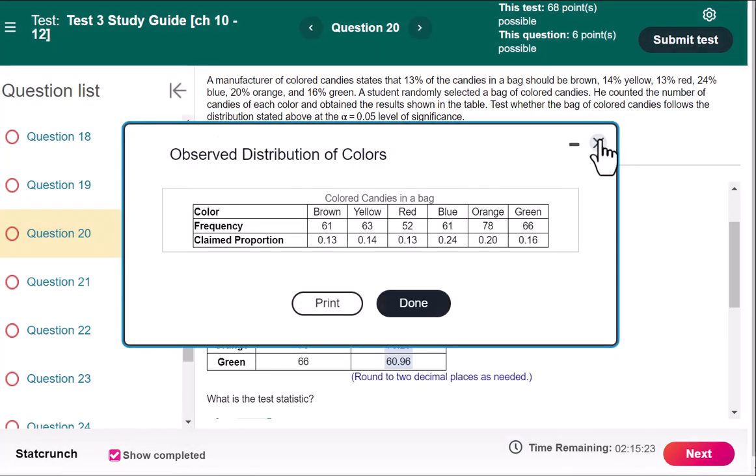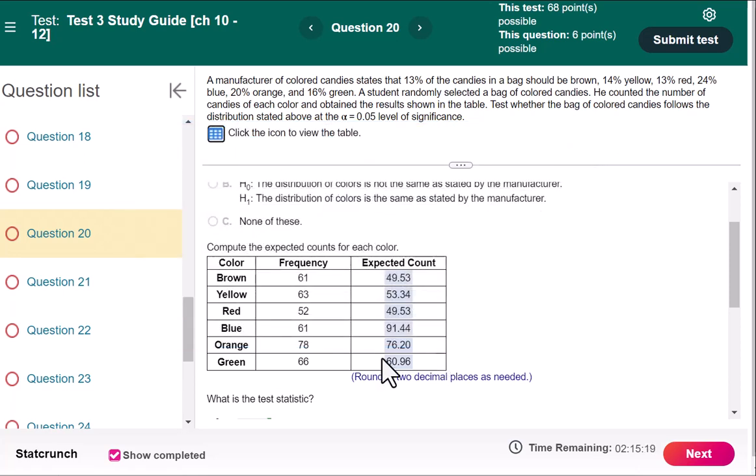Okay. That you don't need. You already have the percentages. And for green, what's green? 16%. So you do 0.16 times 381. That should give you 60.96. Now you have the observed values, which is the frequency, and you have the expected values. We're ready to find the test statistic.